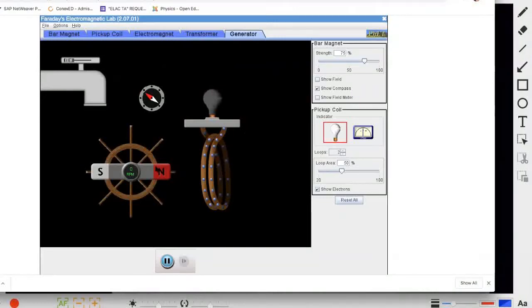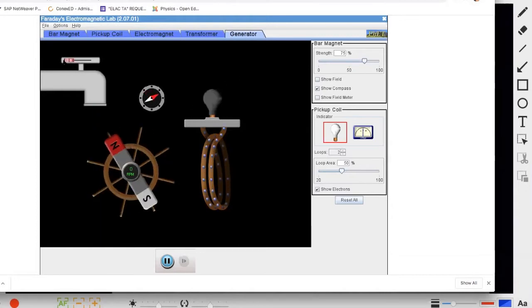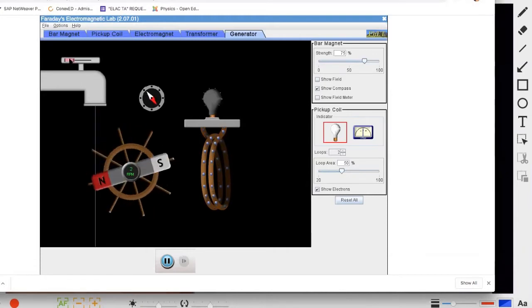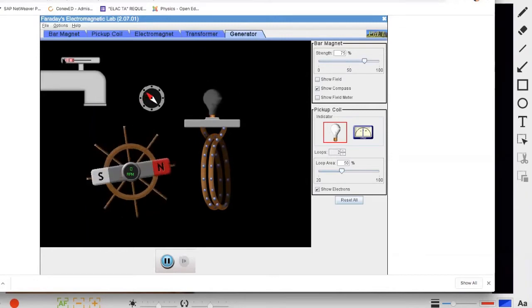So this is kind of the idea of the generator. We could go like this, have the water spilling. You see what we're doing here? So we're first starting with the magnet. Okay, so let's say we start with the north facing the coil.